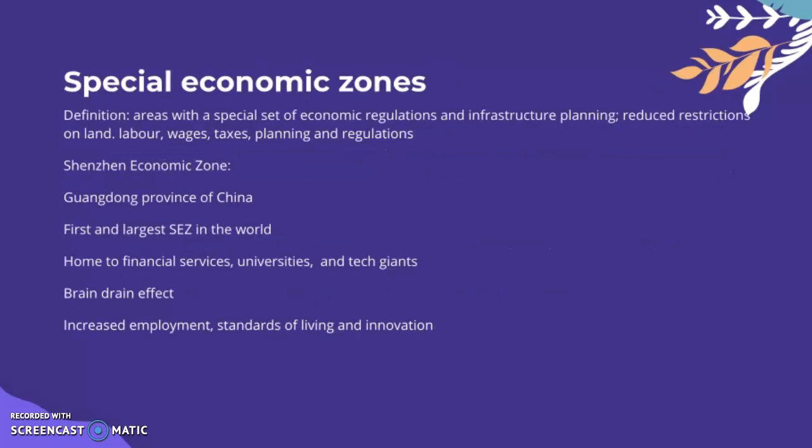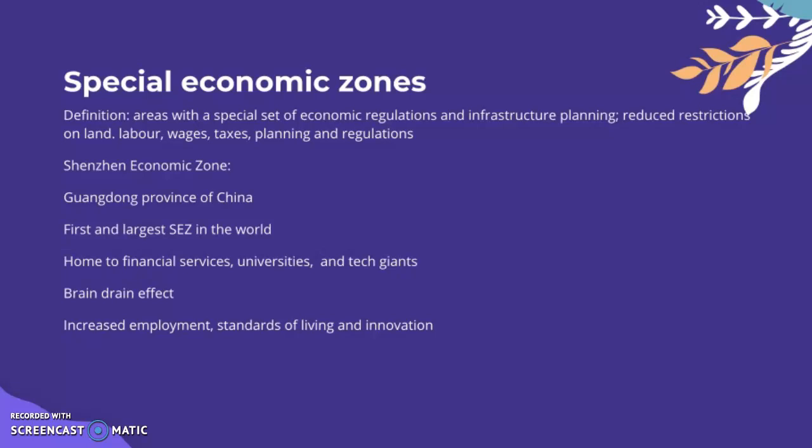Okay, now we can look at another type of free trade zone, which is a special economic zone. This is an area with a special set of economic regulations and infrastructure planning. There are reduced restrictions on land, labor, wages, taxes, planning, and regulations. An example is the Shenzhen Economic Zone in the Guangdong province of China. It's the first and largest SEZ in the world, home to financial services, universities, and tech giants. It's near Hong Kong and Shanghai, so it provides trade links and economic growth there.